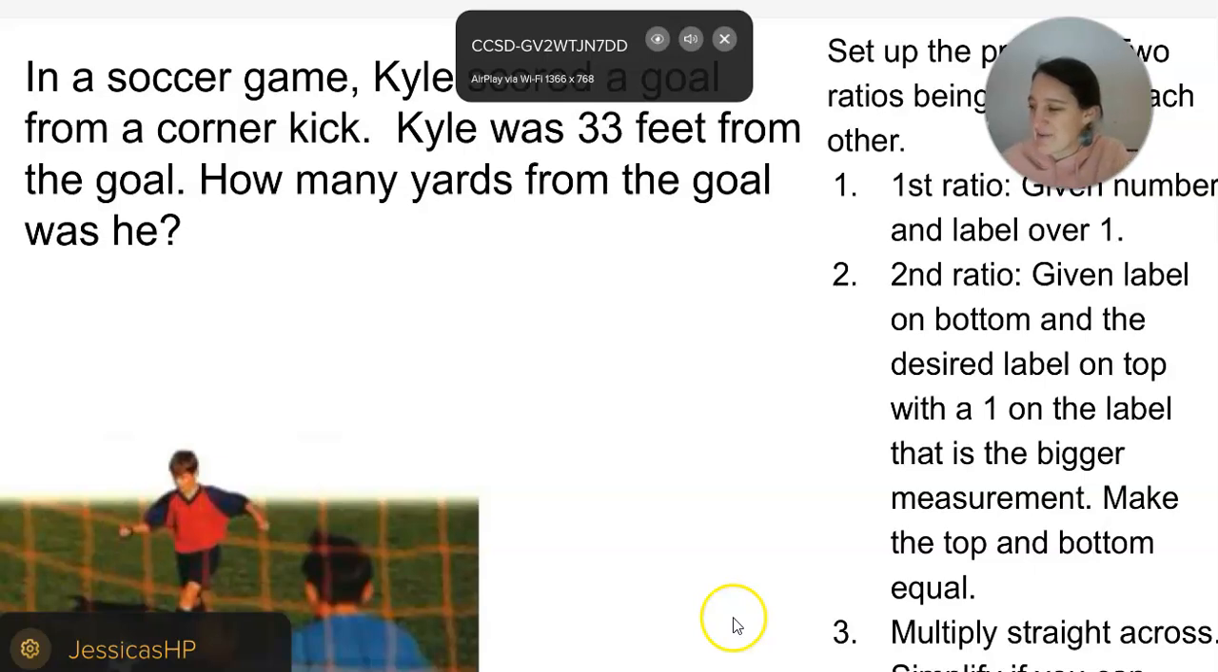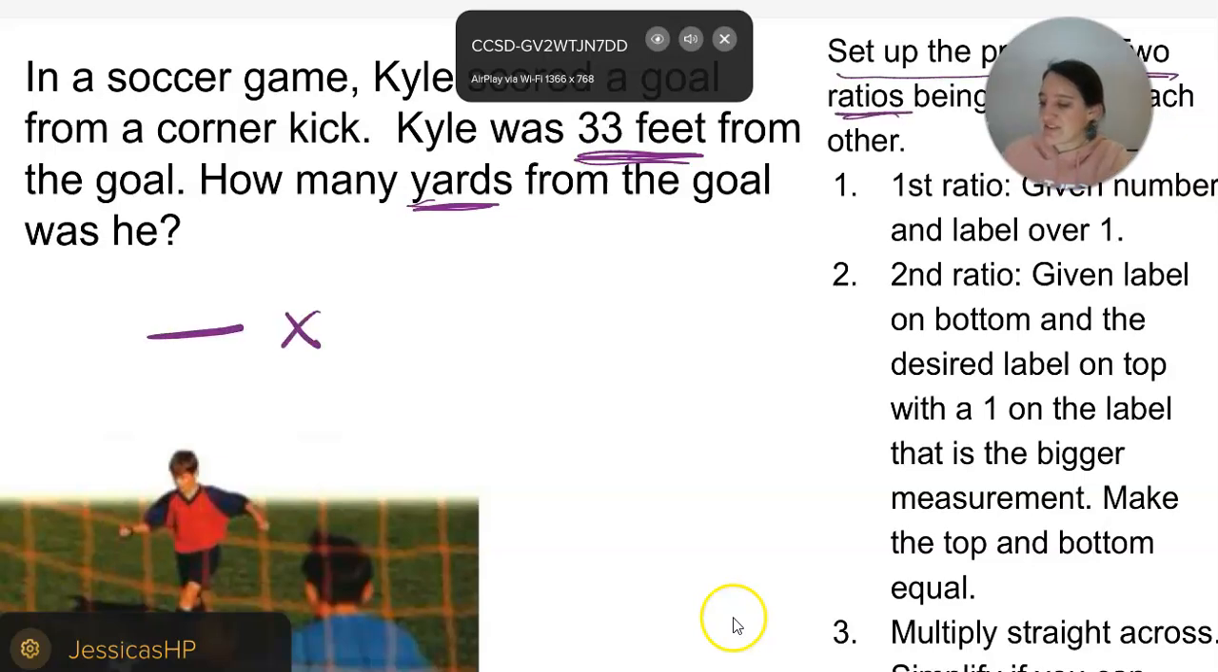All right, now I'm going to have you help me with this one a little bit more. In a soccer game, Kyle scored a goal from a corner kick. Kyle was 33 feet from the goal. How many yards from the goal was he? So we're going to set up the problem with 2 ratios.